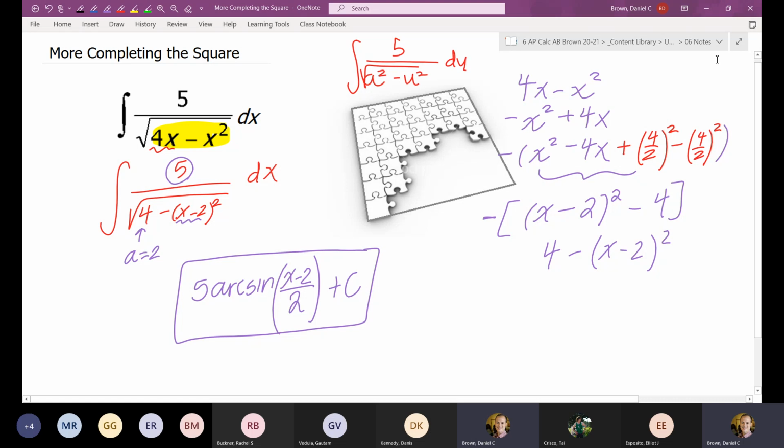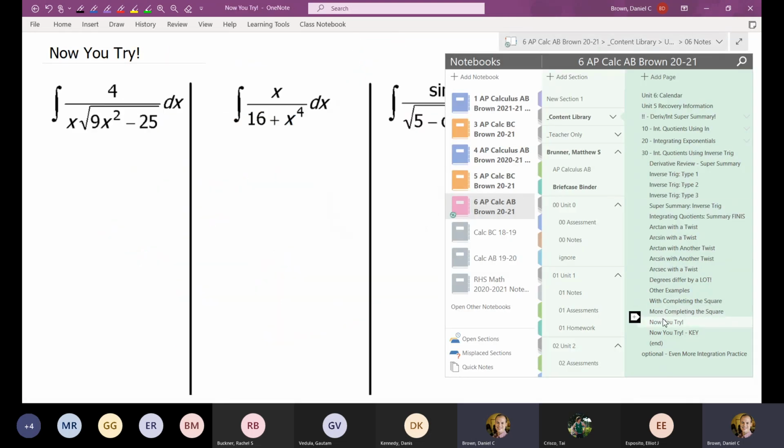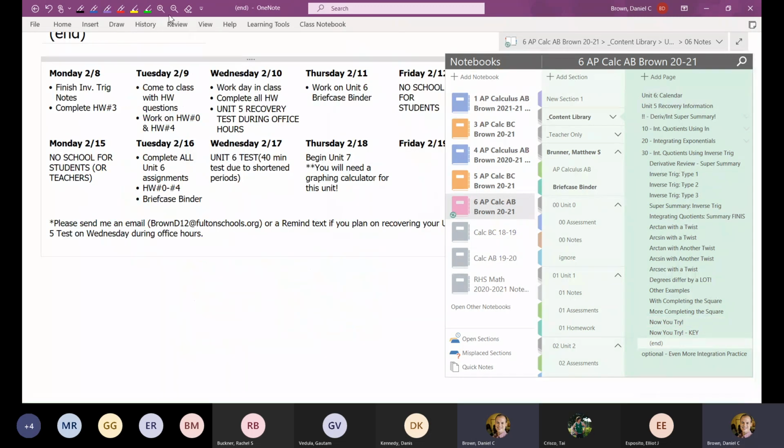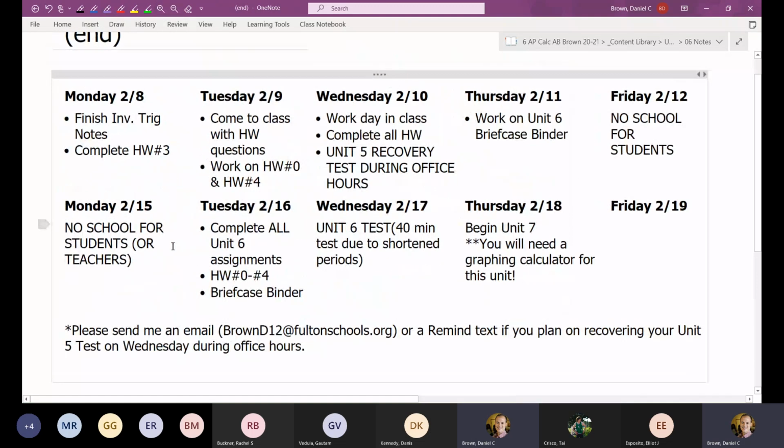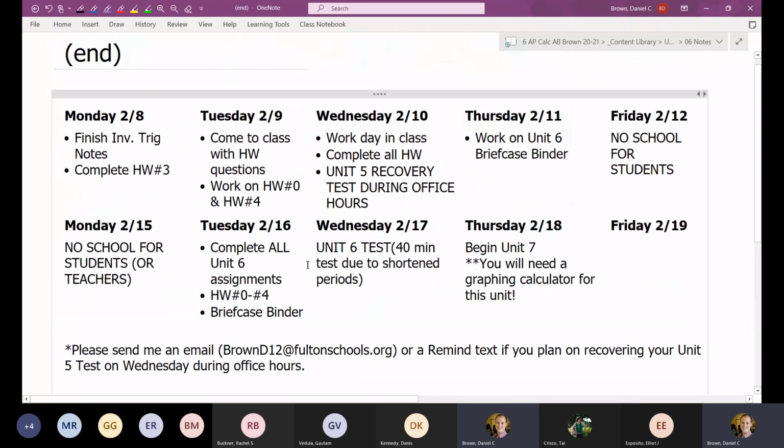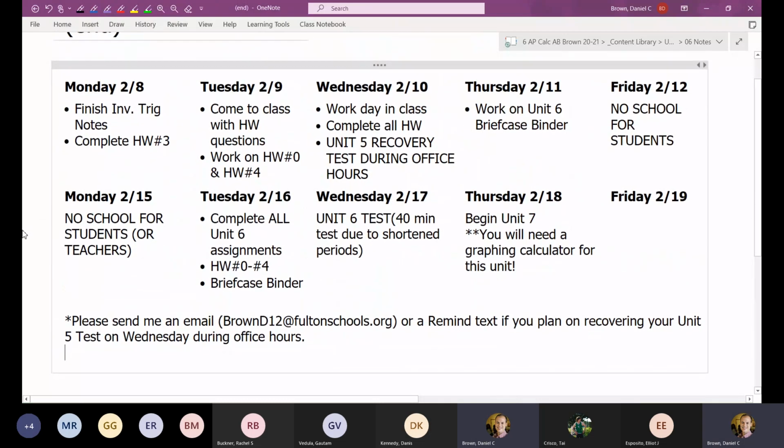All right, so if you're looking at OneNote, there is one more slide. That's going to be tomorrow's warm-up, in case you're just feeling extra and want to do it now. This is the calendar for the next 2 weeks, and there are just some things I do want to point out to you just to make sure we're all on the same page.